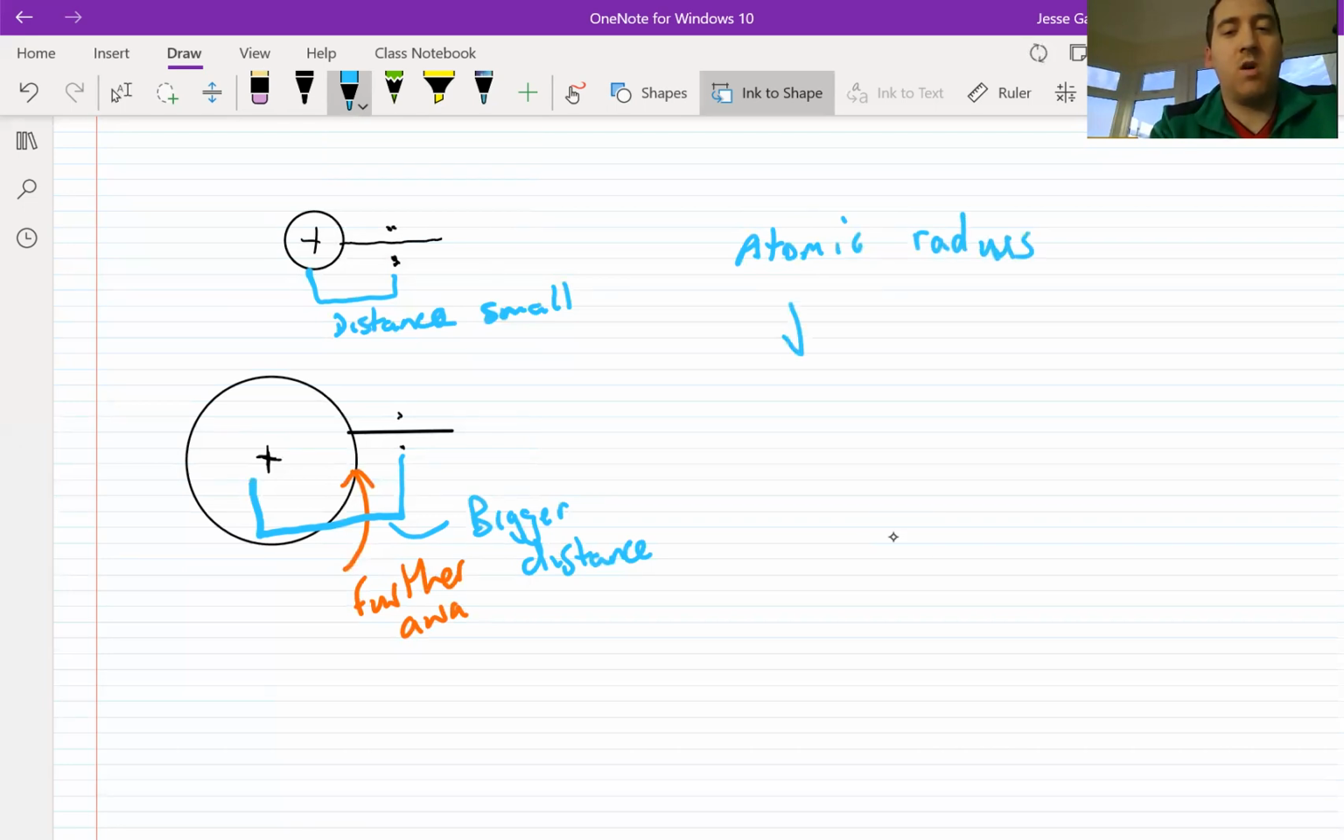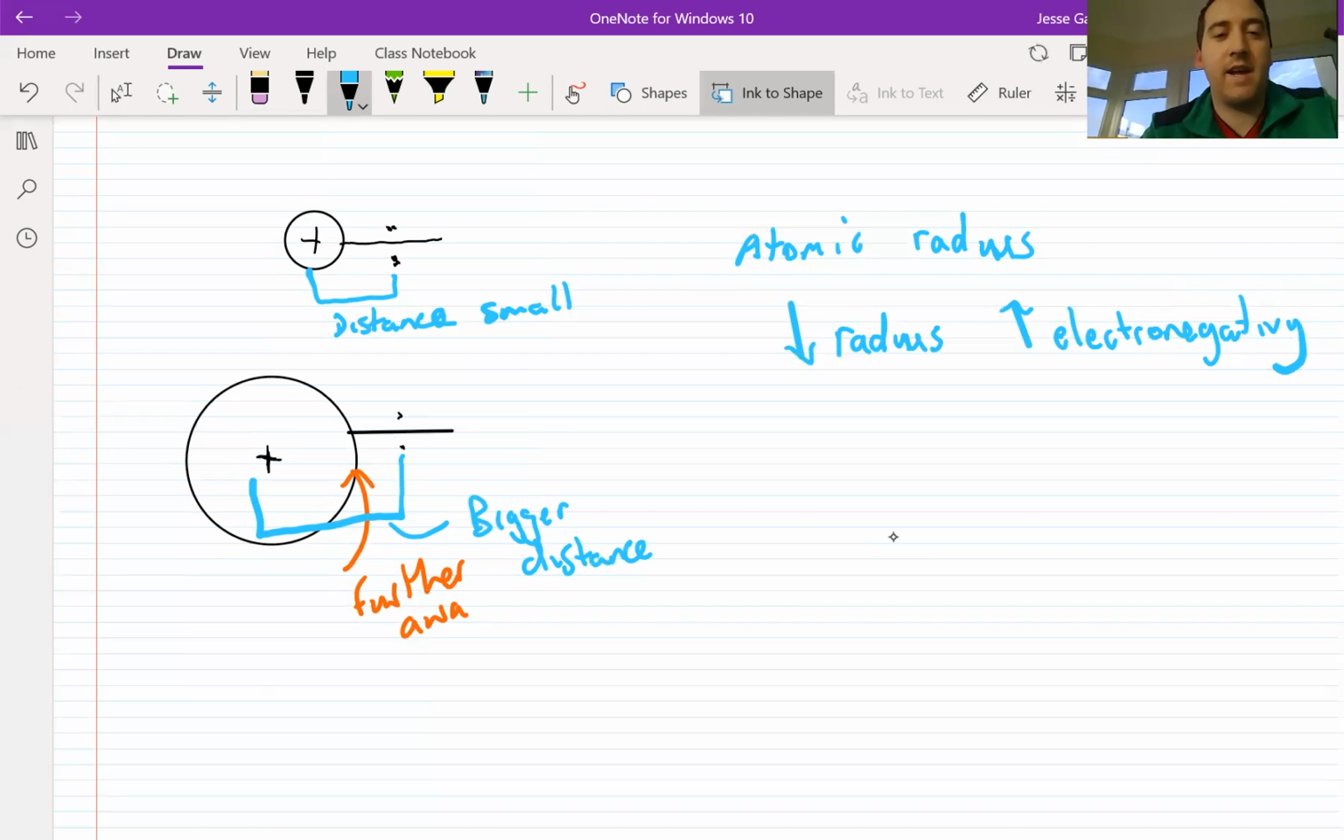So when we have a smaller radius, in other words, the atoms are smaller, the electronegativity will be greater, because the distance between the electrons and the positively charged nucleus is smaller. It means electronegativity is greater. When we increase the radius, that means the electronegativity gets smaller, like in the second example.